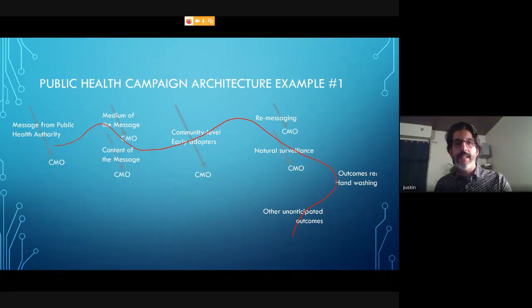So we can see that you might have CMO configurations at the level of the public health authority. What is the reasoning? How do they respond? Maybe the resource they receive is epidemiological data, and from that data they put together a public service announcement. Their motivation to do so, their intention to do so, there's a CMO. And then there's the medium of the message. So the mechanism has to do with the nature of the medium. Is it a brochure? Is it a pamphlet? But then, can people read? So in the context of illiteracy, the mechanism of a written document may not trigger, leading to poor outcomes.